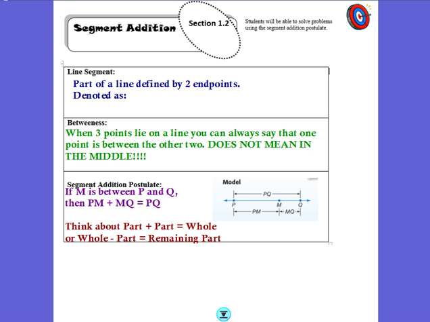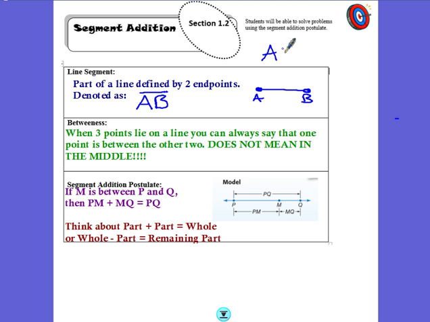Okay, welcome back. A line segment is part of a line that is defined by two endpoints. We denote this as shown. Last video, we talked about lines. This is what's known as a line segment. A line segment has a start and a stop point.